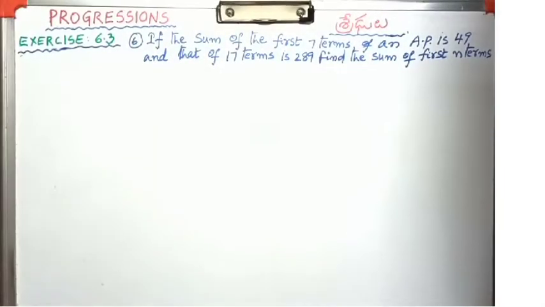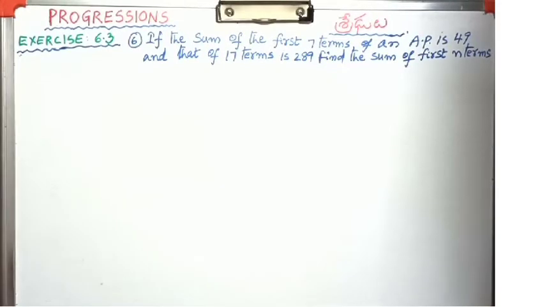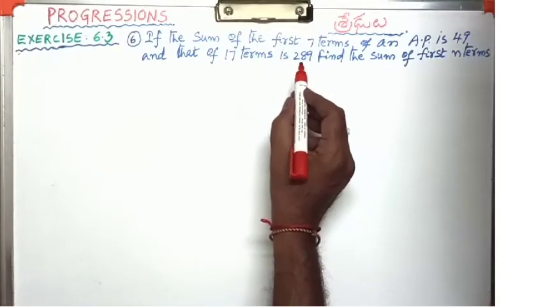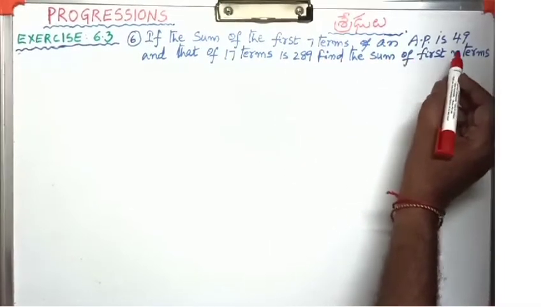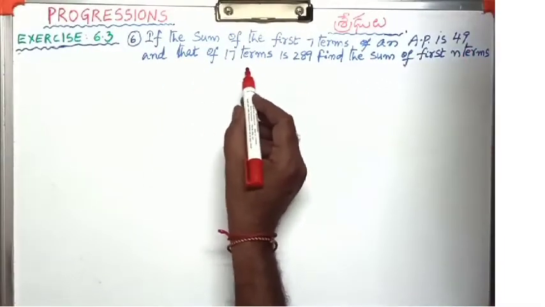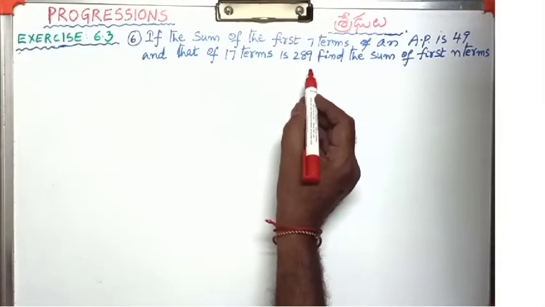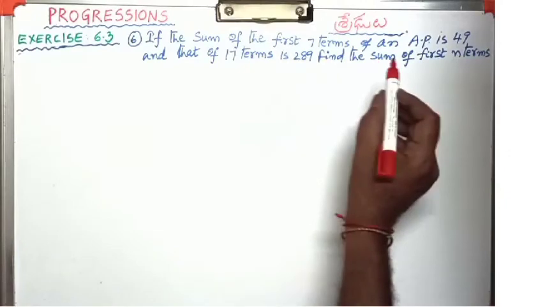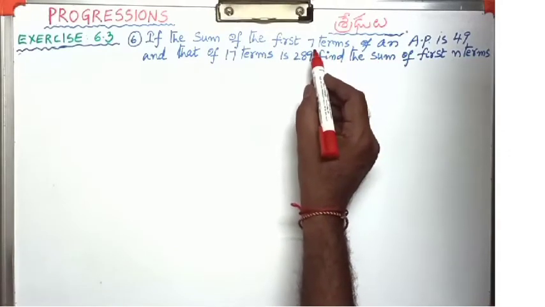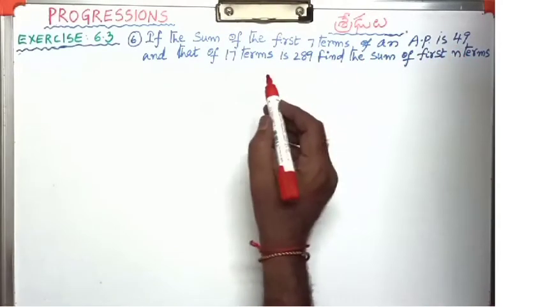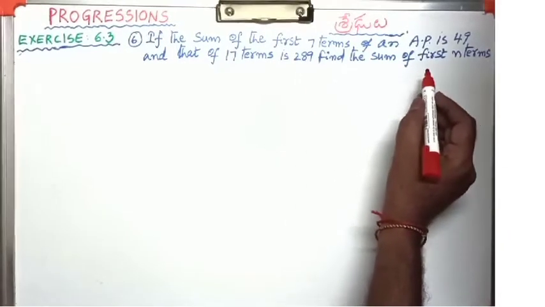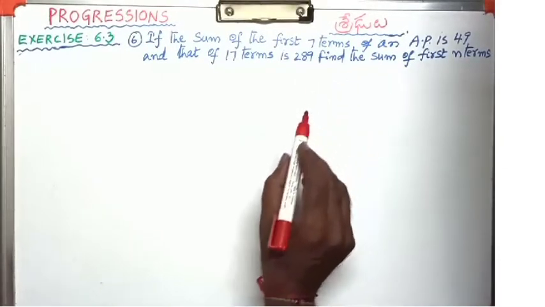Okay, dear students, now I am going to explain the sixth problem in exercise 6.3. If the sum of the first 7 terms of an AP is 49 and that of 17 terms is 289, find the sum of first n terms. అంటే ఒక అంక శ్రేణిలో 7 పదాల మొత్తము 49, 17 పదాల మొత్తము 289 అయితే మొదటి n పదాల మొత్తం కనుగొనుము అన్నాడు.